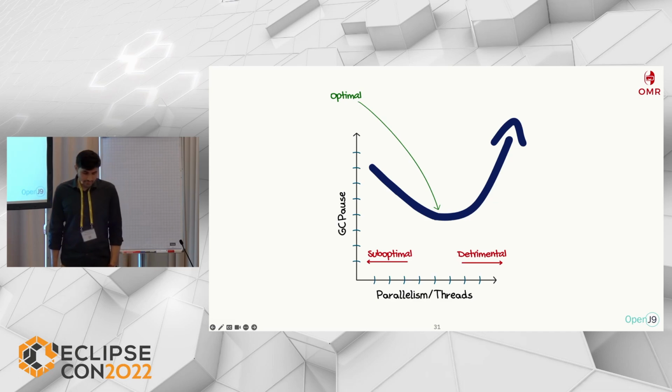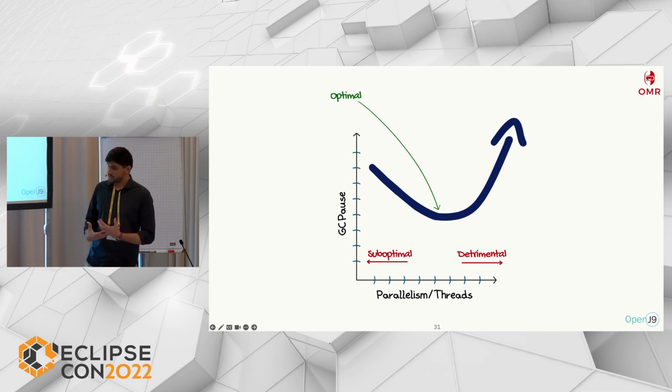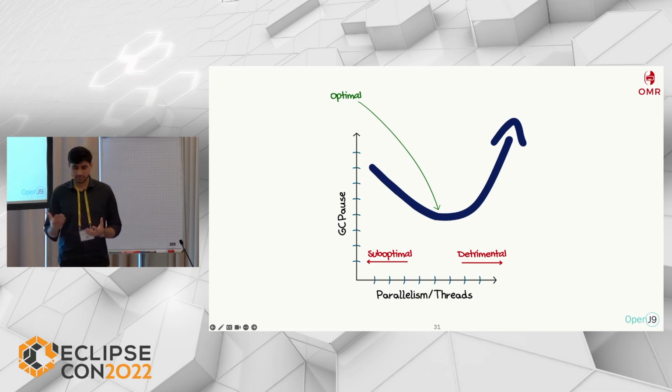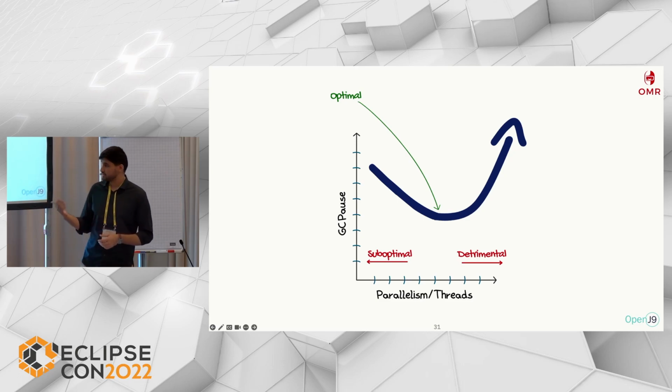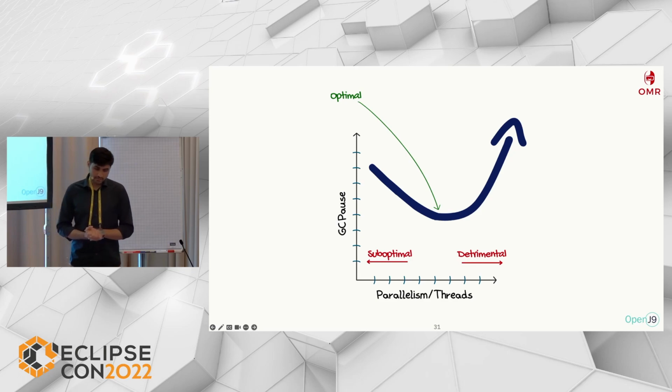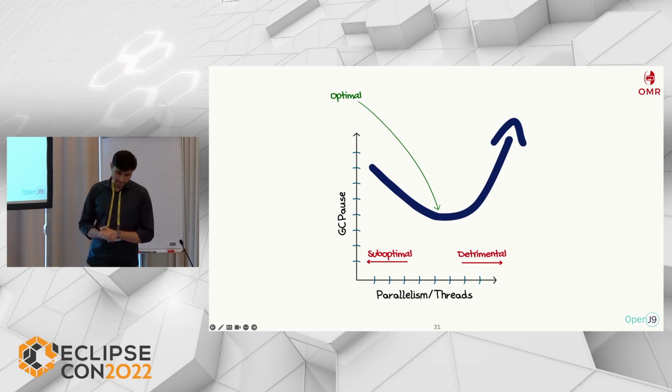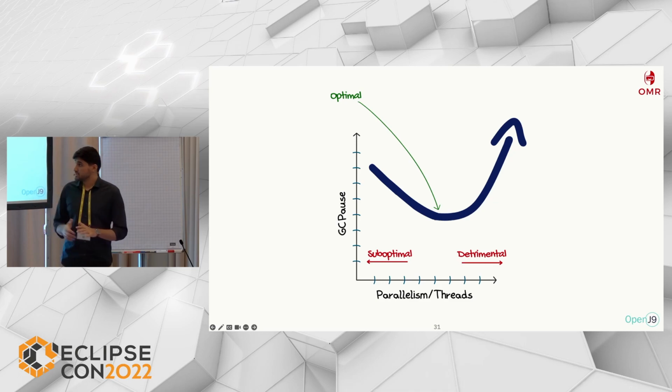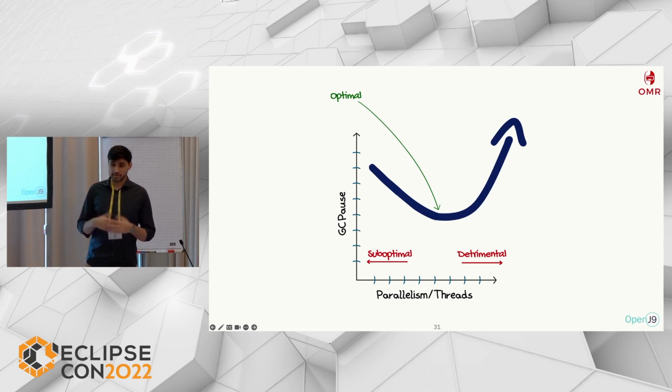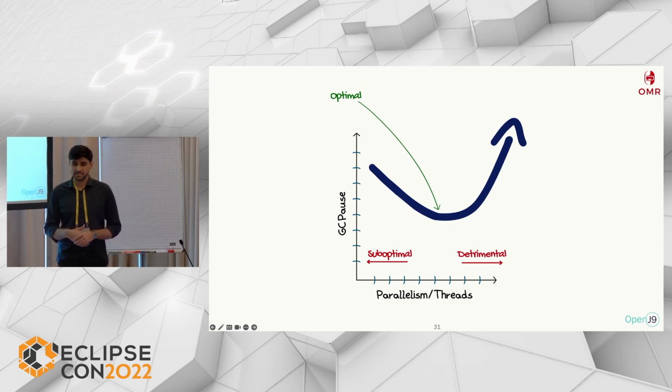So let's take a look at how we can use this information to find that sweet spot. So coming back to this graph, we're looking for this inflection lowest point, as I mentioned before, and we're trying to figure out what thread count results in that. So more formally, we can say that we're trying to calculate the minimum on a GC time function curve.